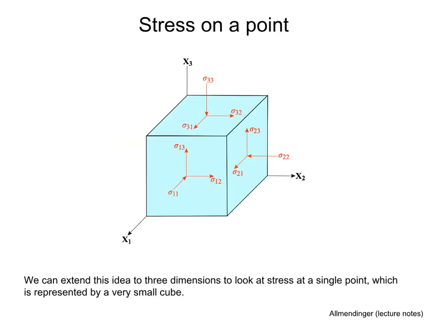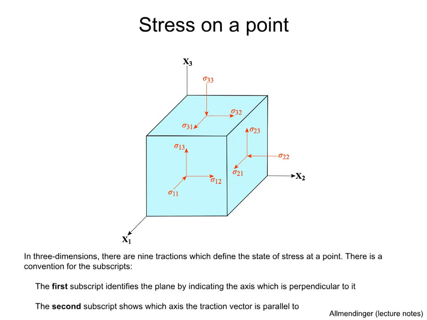We can extend this idea to 3 dimensions to look at stress at a single point in the rock, which is represented by a very small cube with faces perpendicular to the axes of the coordinate system. In 3 dimensions, there are 9 tractions which define the state of stress at a point. There is a convention for the subscripts of the different tractions. The first subscript identifies the plane by indicating the axis which is perpendicular to it, and the second subscript shows which axis the traction vector is parallel to.